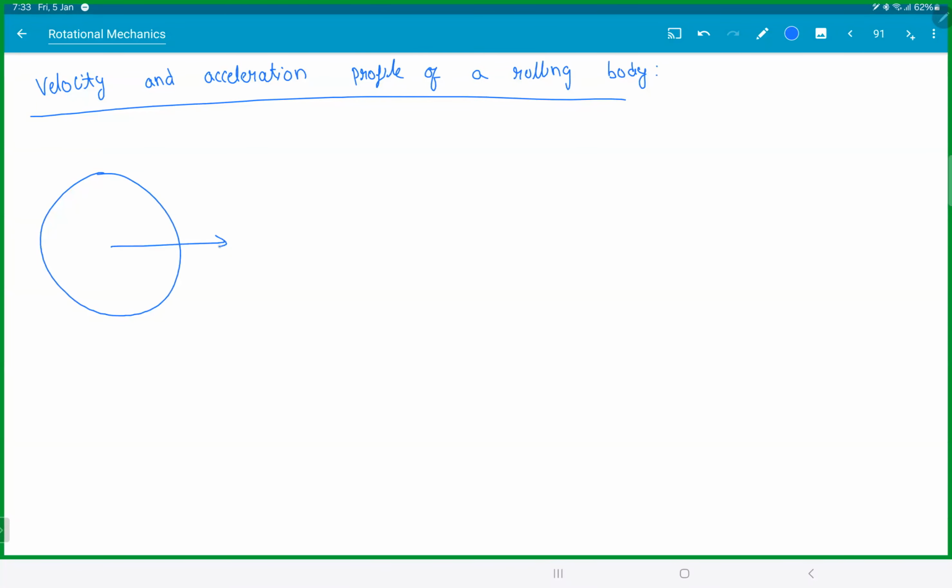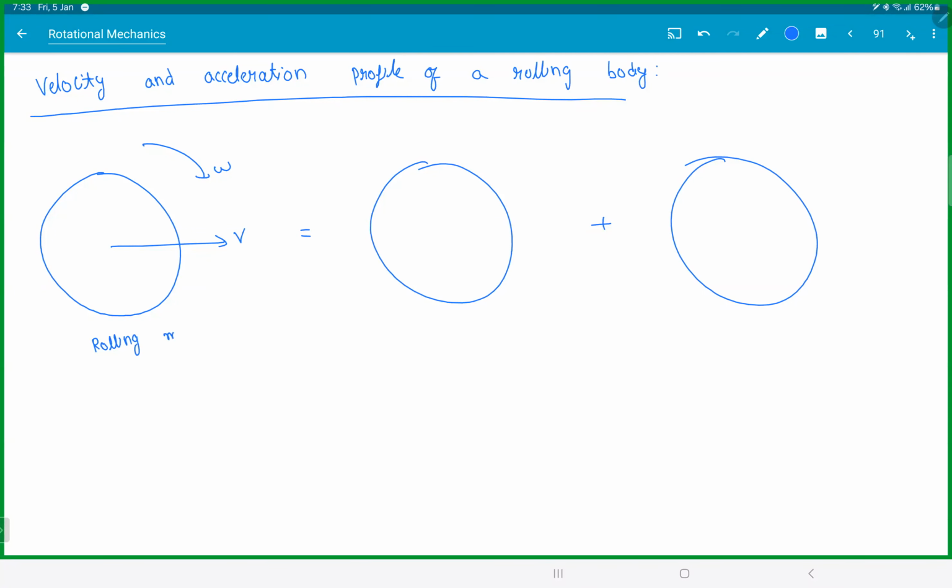So if you have a disk or a ring which is going with V and omega, a rolling wheel, you can split this into 2 motions. So this is a rolling motion. Well, it's a rolling wheel. So this would be translation. So you assume every point is going with V, and then you assume everything is rotating about the center of mass.